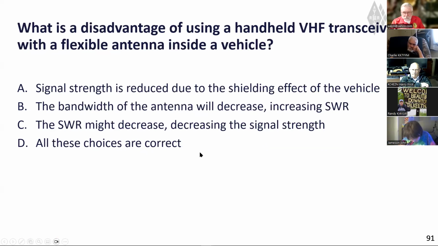What is a disadvantage of using a handheld VHF transceiver with a flexible antenna inside a vehicle? And that would be A, the signal strength is reduced due to the shielding effect of the vehicle. Your signal does not go through metal.